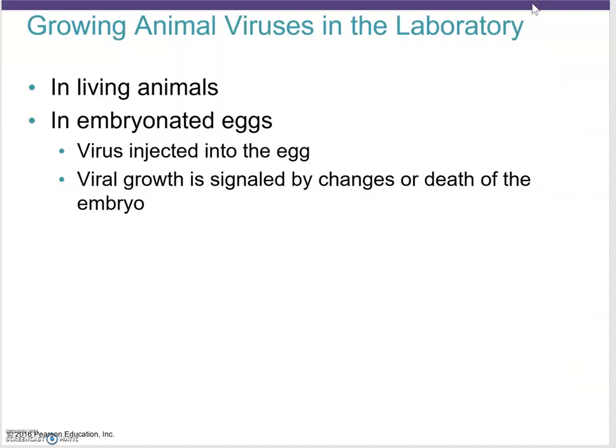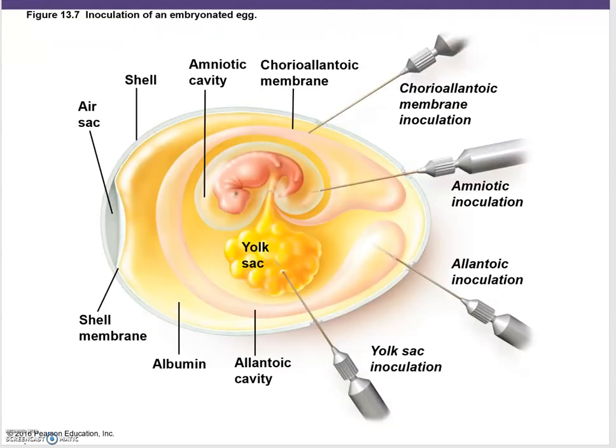So now let's take a look at how viruses could grow in animal tissue. So this would be viruses that are infecting eukaryotic cells. And the traditional method of growing viruses would be in embryonated eggs. So the virus will be injected into the egg, and then the viral growth is signaled by changes or the death of the embryo. The traditional way would be there are various places where you could inject the viral solution to infect this embryonated egg.